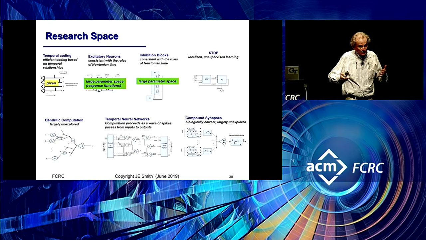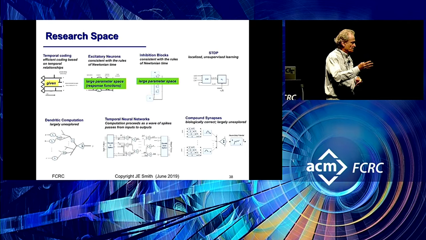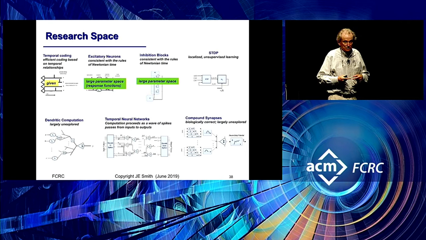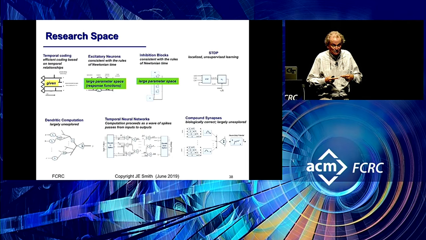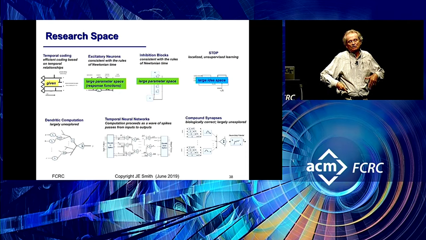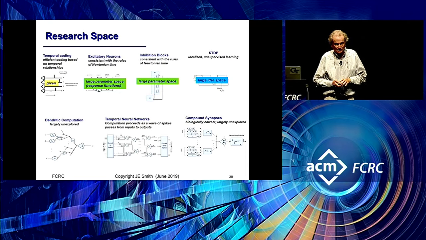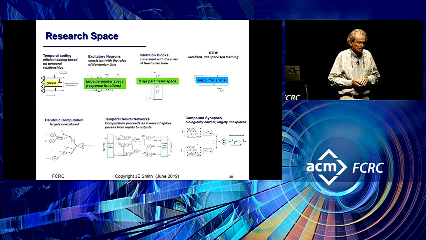Inhibition, the winner-take-all thing, that's a large parameter space. Something, again, that's not talked about much is what happens if there's a tie. If you're using this low-resolution thing, you're going to get a lot of ties, and how you resolve ties actually makes a difference. STDP, I'm calling that a large idea space. I think there's a lot of exploration yet to be done there.